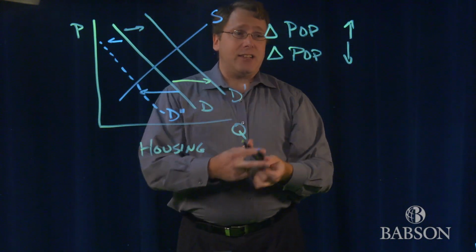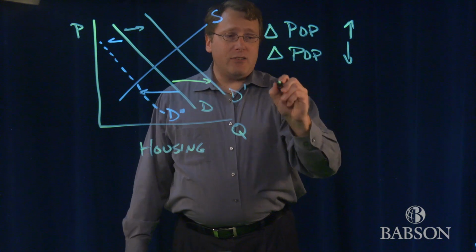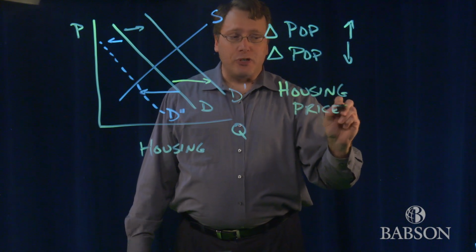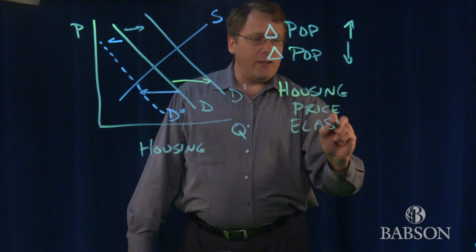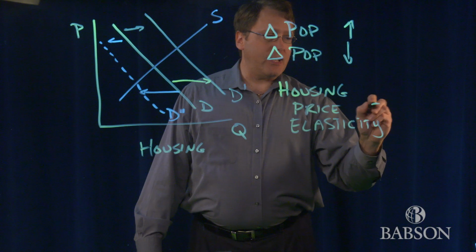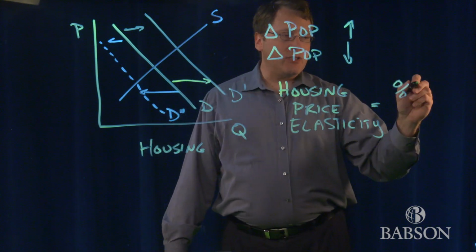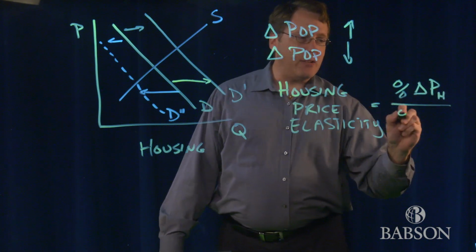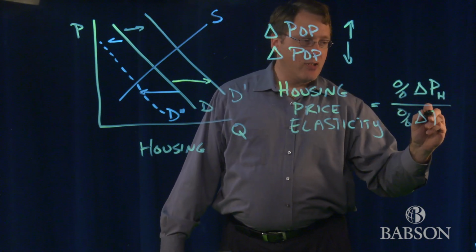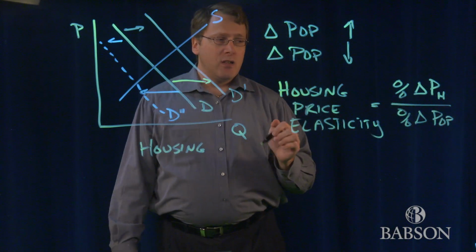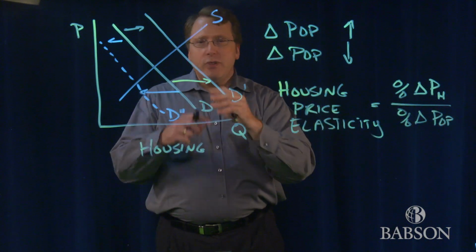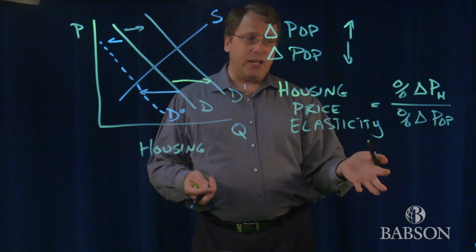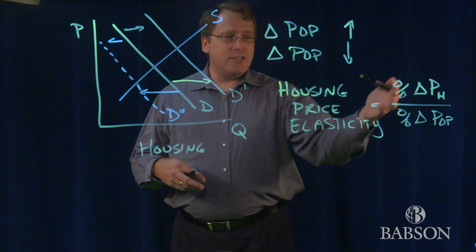And in an elasticity sense, we could say that here the housing price elasticity, right? There's really no good abbreviation for this, but we could look at this and say, well, this thing then is really the percentage change in the housing price, all divided by the percentage change in population. So again, elasticity is a really broad topic for us, and we can talk about a relationship between any two variables.